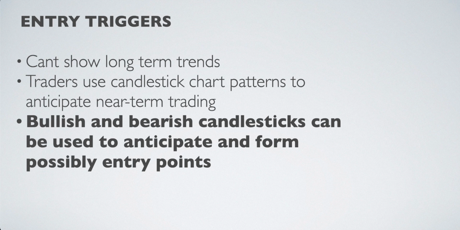Well, candlesticks cannot show you long-term trends. They're just showing you the trade that's happening over the time periods that you're looking at. But of course, when you put them all together, they will form a longer term chart that you can have a look at. But they're not going to tell you exactly what can happen in the future.